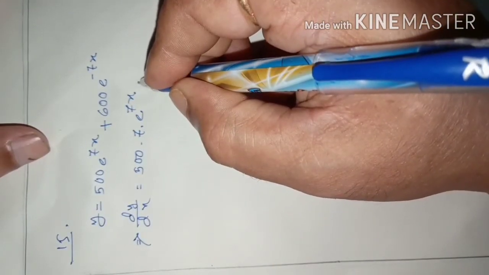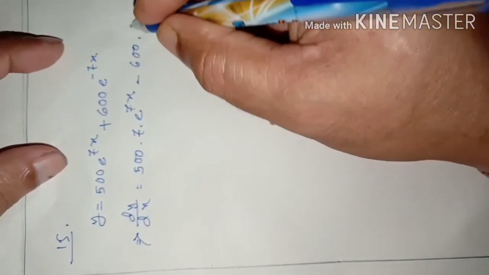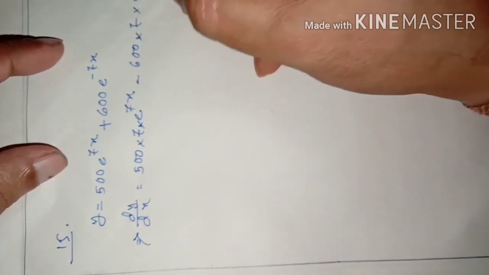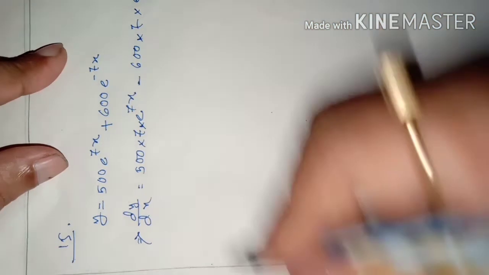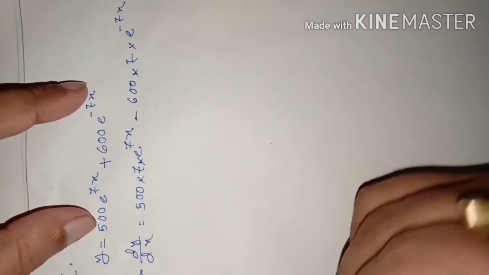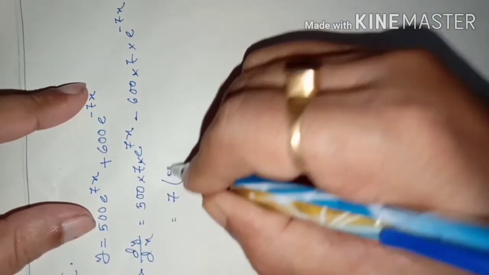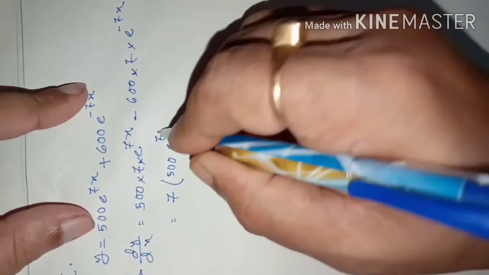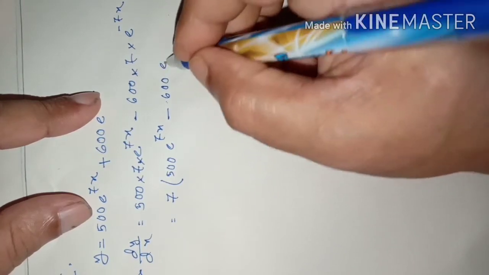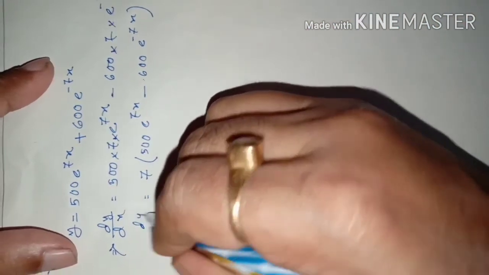plus, this should be minus, because minus 7 will come here. So minus 600 into 7 into e to the power of minus 7x. This is d by dx of this whole thing. So dy by dx we got. That means 7 will be common here. It will be 7 into 500 e to the power of 7x minus 600 e to the power of minus 7x. Now this is dy by dx.